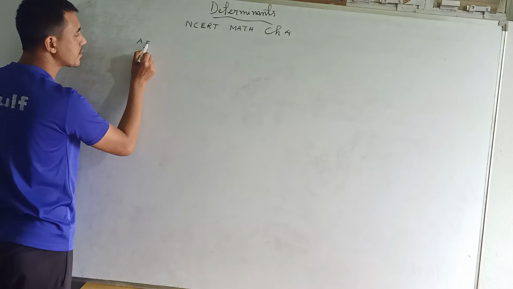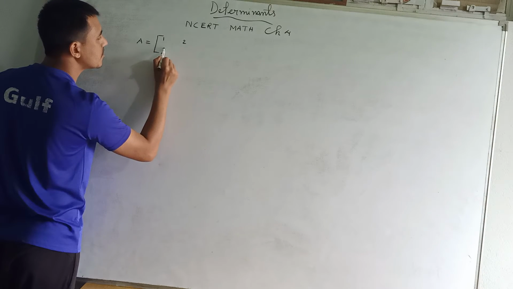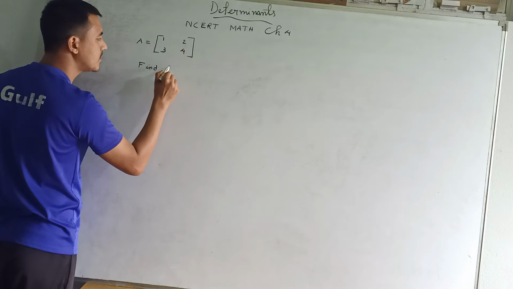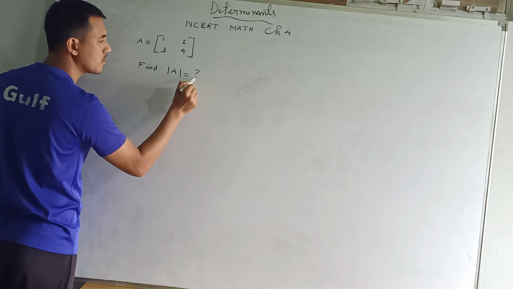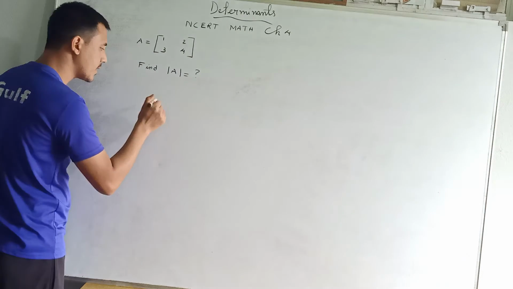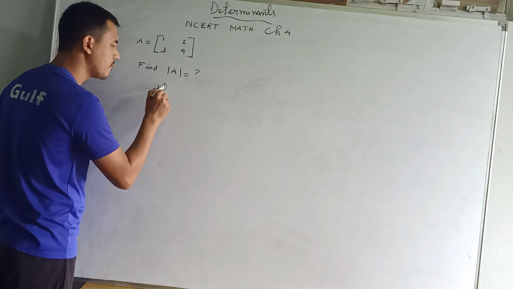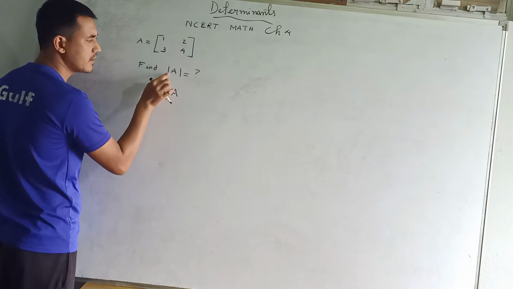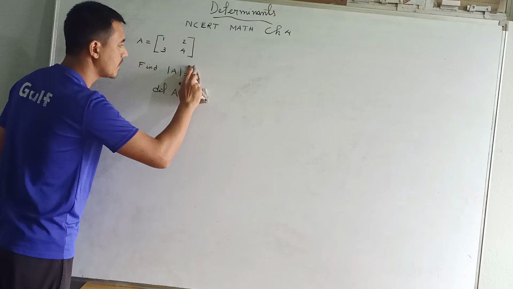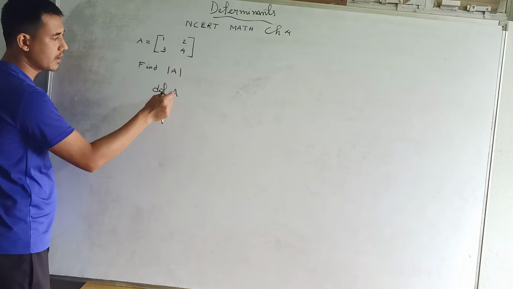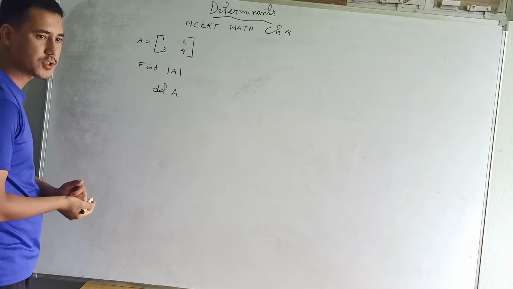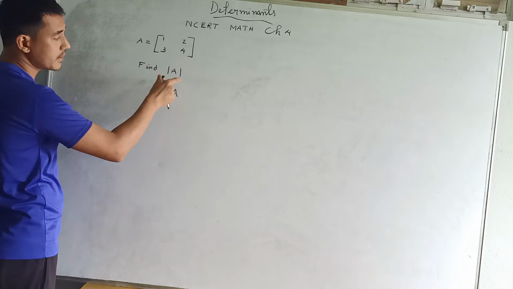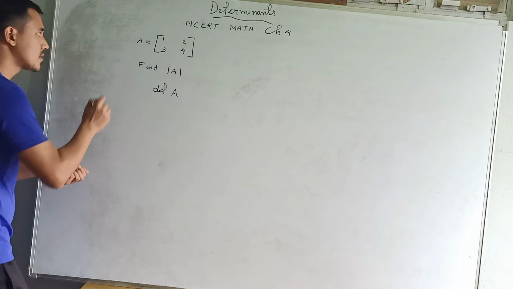Suppose A is a given matrix 1, 2, 3, 4. I want to find the determinant of A. It will be represented like this. A question can be asked in this way: find determinant of A. Or they can give it in this form: find determinant of A. It can be given in any form. There should be no confusion. Only 2 forms.